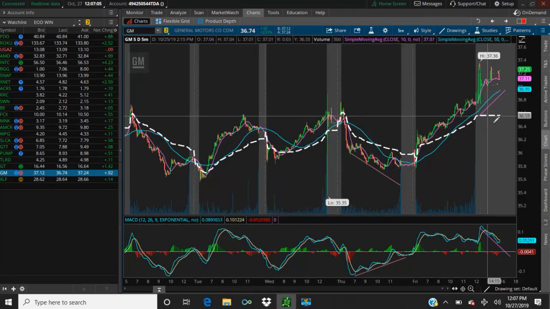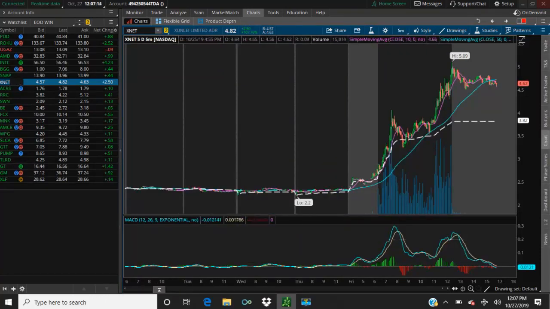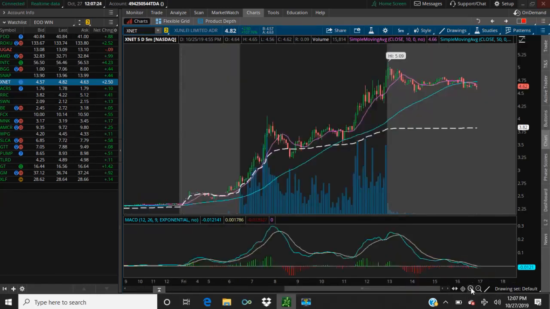Now that we've covered these basic elements of the MACD, let's go ahead and go to XNet. XNet on October 25th, which was a Friday, I alerted first thing in the morning as a scalp alert, and it gives you a couple of opportunities where I can show you the buy and sell signals, and I'll show you why I chose where I did and why I didn't.